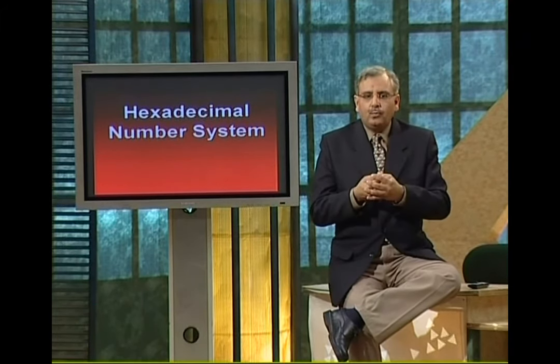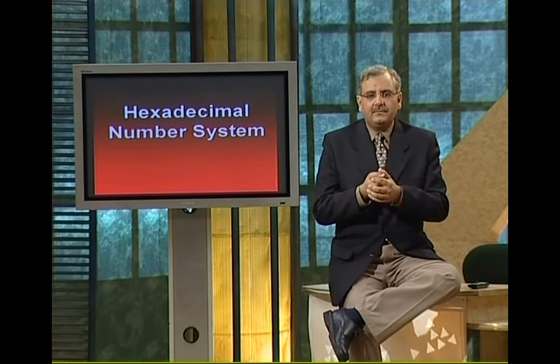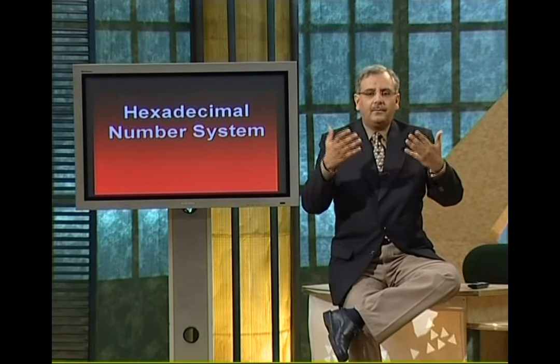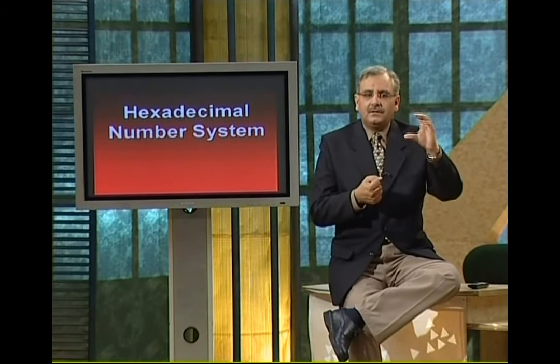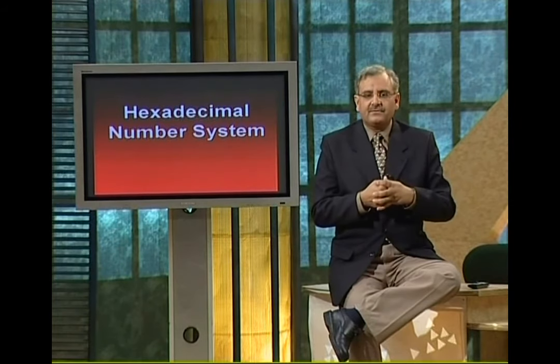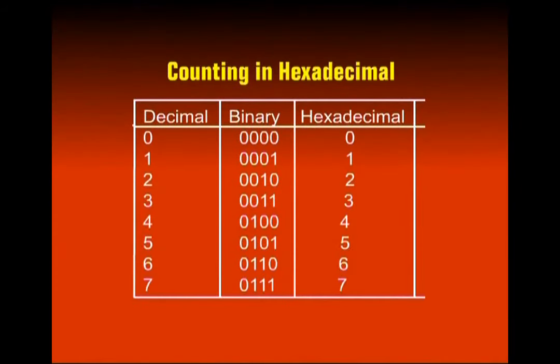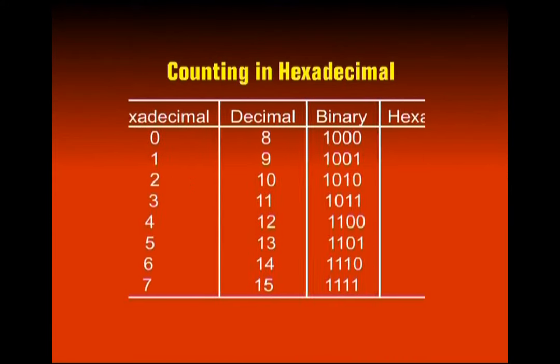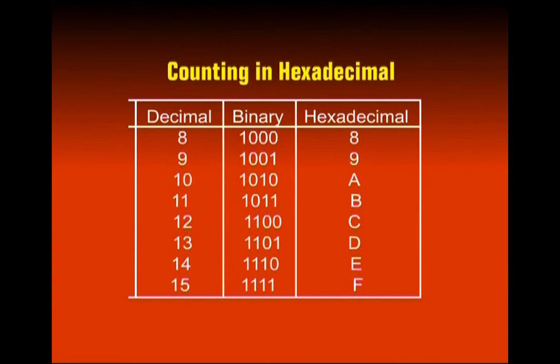Let us see how we can count in hexadecimal number system. We can even add or perform other arithmetic operations with numbers written in the hexadecimal number system. So let's have a look. Hexadecimal number system is a base 16 number system. It has 16 distinct values. The first 10 values in the hexadecimal number system are identical to the first 10 values in the decimal number system. So they are 0 to 9. The remaining 6 values in the hexadecimal number system are A, B, C, D, E, and F.